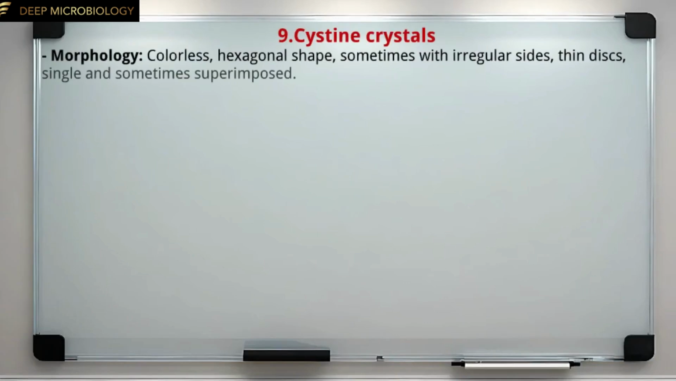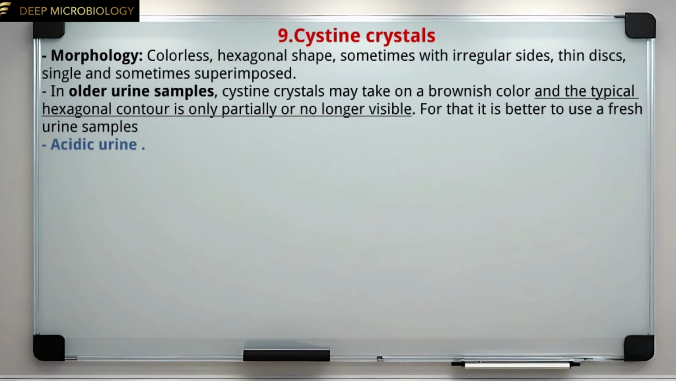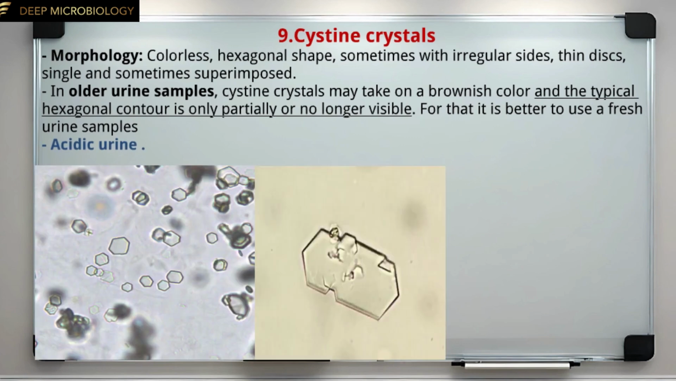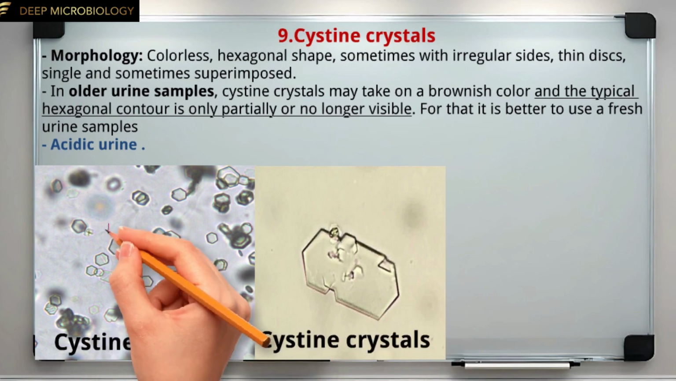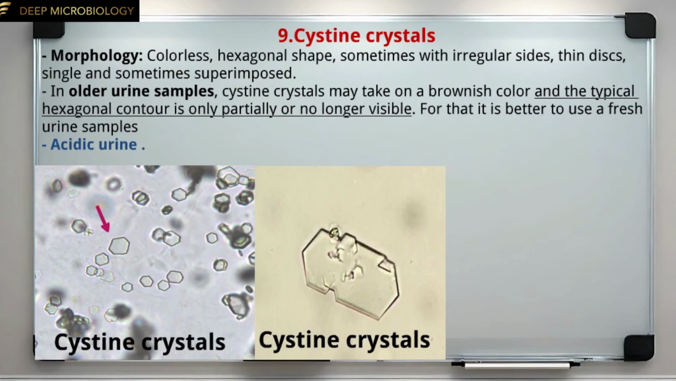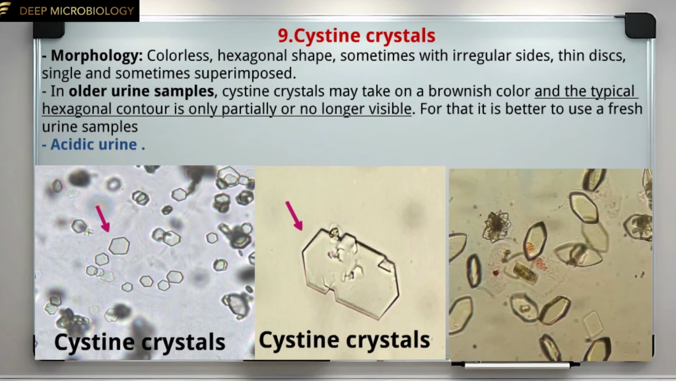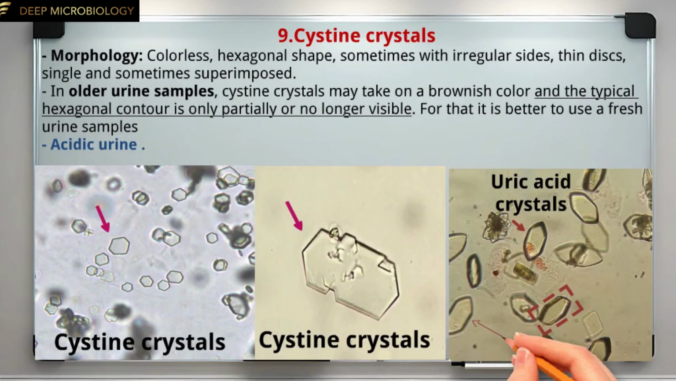9. Cystine crystals. Morphology: colorless hexagonal shape, sometimes with irregular sides, thin discs, single and sometimes superimposed. In older urine samples, cystine crystals may take on a brownish color, and the typical hexagonal contour is only partially or no longer visible. For that, it is better to use fresh urine samples. Cystine crystals are found in acidic urine. Note: thin, hexagonal uric acid crystals can resemble cystine, as you can see here in picture. Therefore, a confirmatory test such as the nitroprusside test should be performed before cystine crystals are reported.